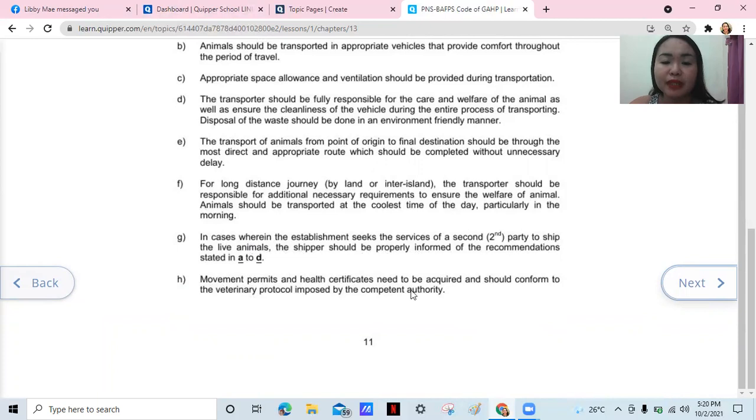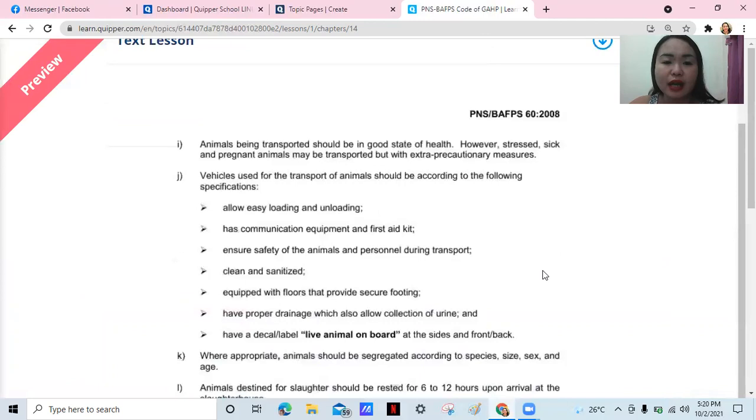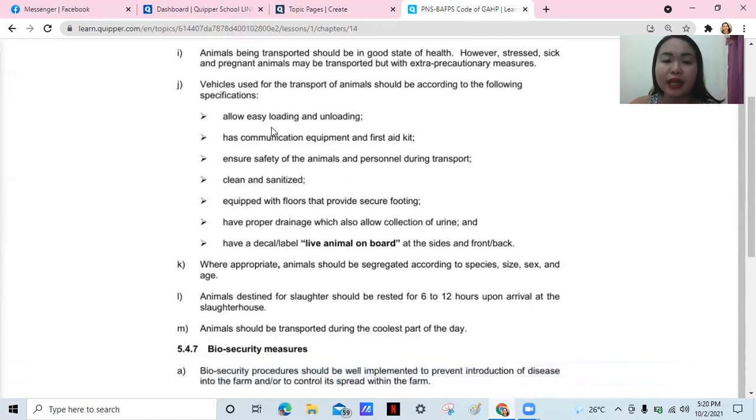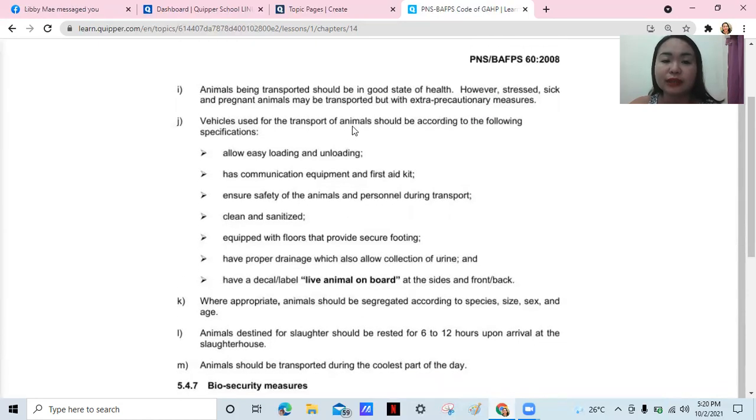And movement permits and health certificates need to be acquired and should conform to the veterinary protocol imposed by the competent authority. No? So we also have animals being transported should be in good state of health, of course. However, those that are stressed, sick and pregnant animals may be transported but with extra precautionary measures. And vehicles used for transport of animals should be according to the following specification.